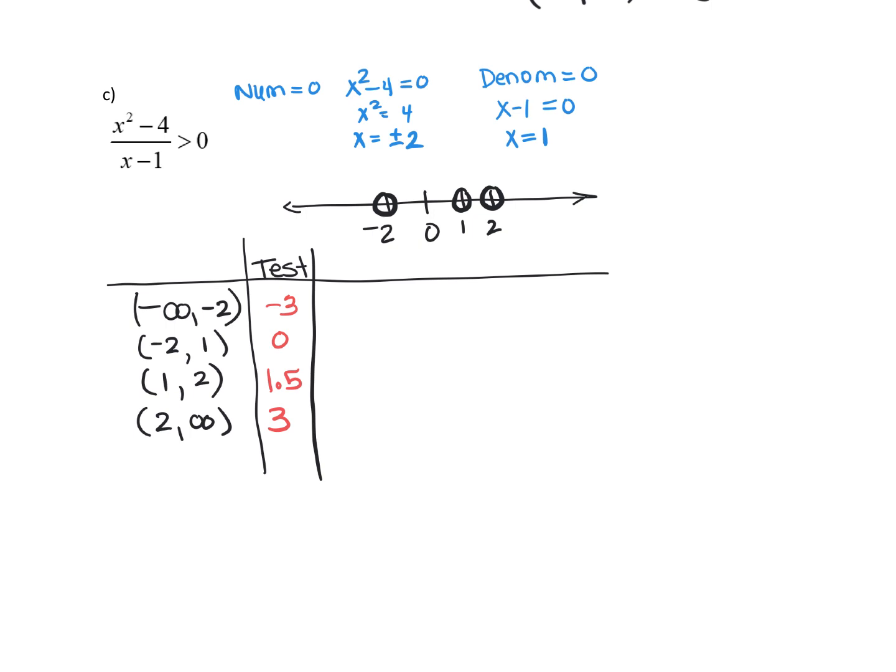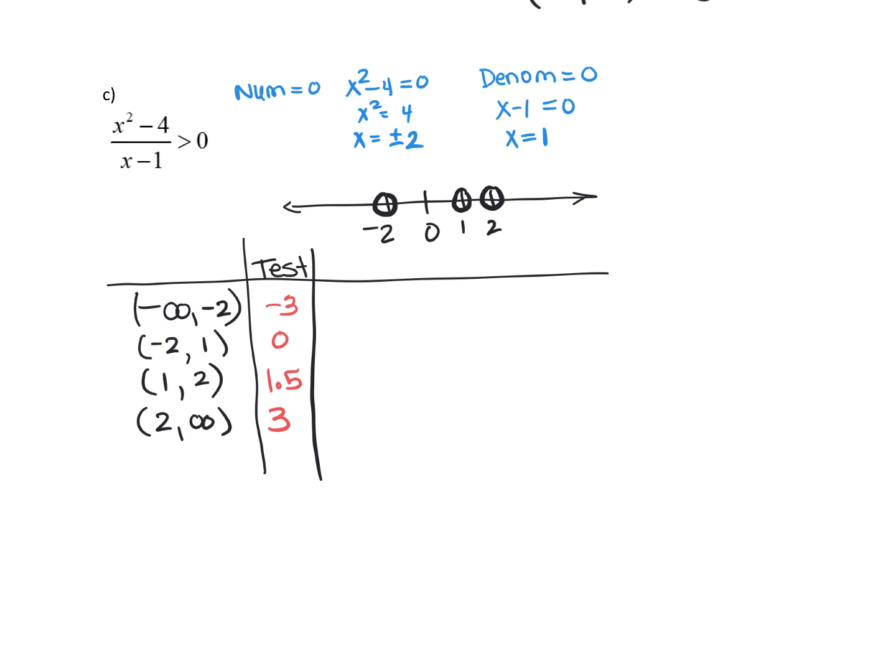Okay, to catch up here, we set the numerator equal to 0 and get positive or negative 2. We set the denominator equal to 0 and we get x equals 1. We put those on the number line, not including those values because we're greater than, not greater than or equal to. And then we test our values.